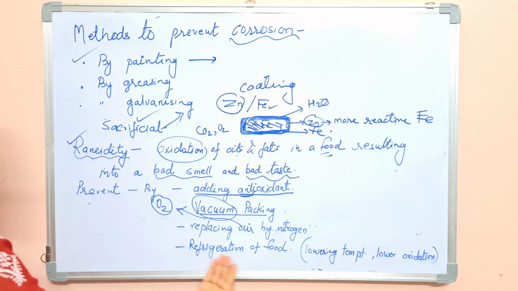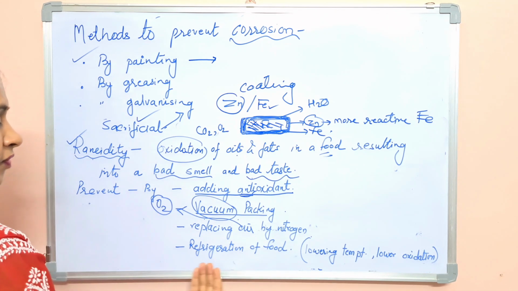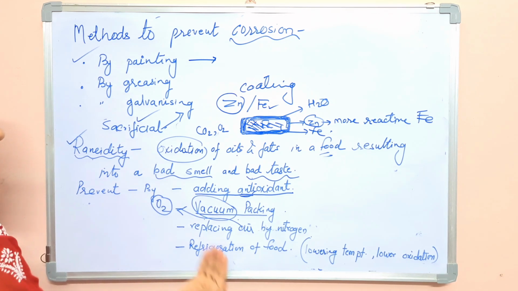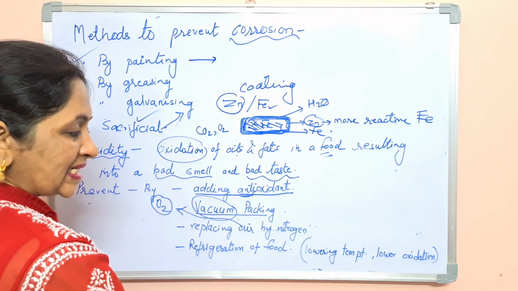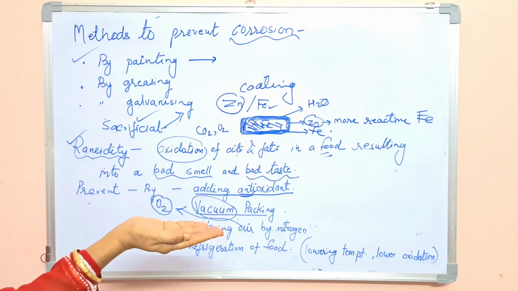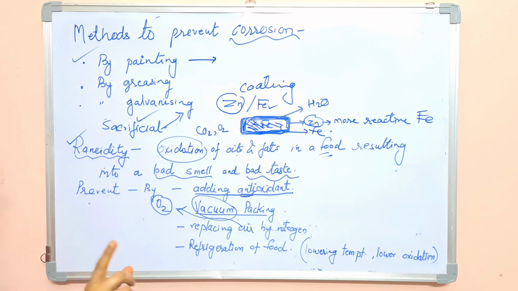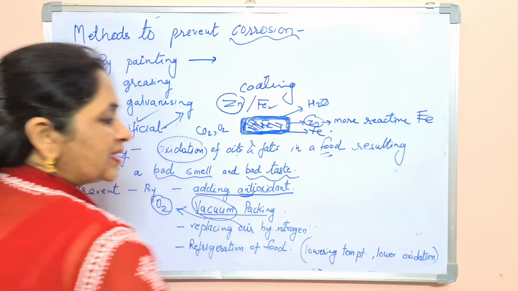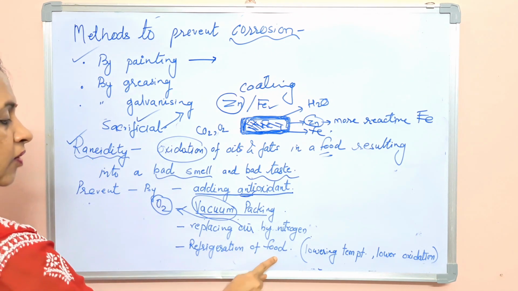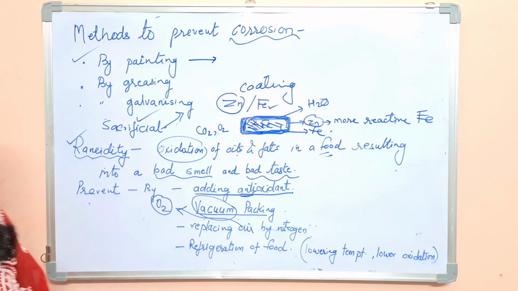Next method, refrigeration of food. Refrigeration of food is our day-to-day practice. Leftover food items or so many other food items, vegetables and all that, cooked or uncooked, we keep in the refrigerator, because what happens in refrigeration? Temperature is less. Lowering the temperature lowers the rate of oxidation, because for oxidation a little bit of energy is required, and that energy is required in the form of heat. So lowering temperature lowers the oxidation. So we can prevent rancidity by refrigeration of the food items also. I think it's clear to all of you.